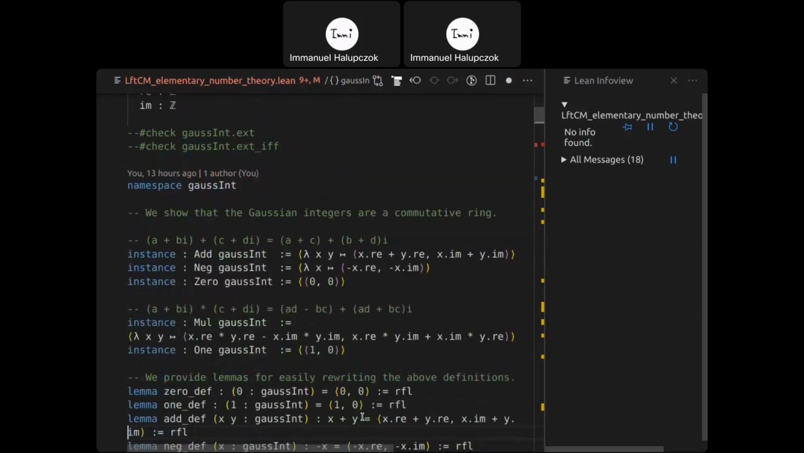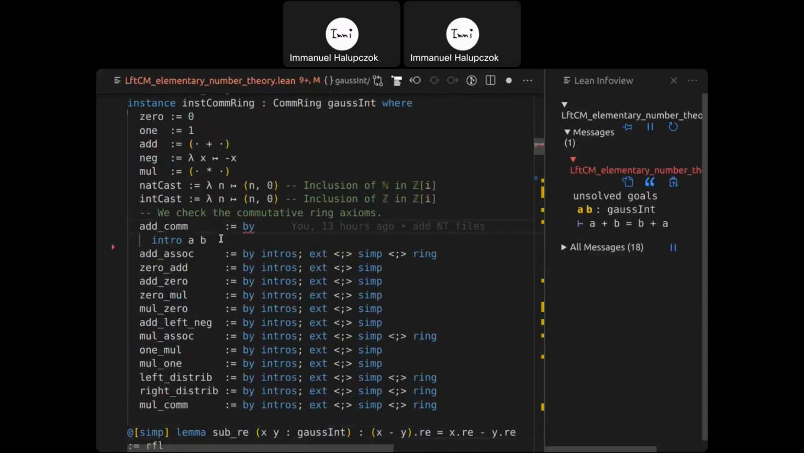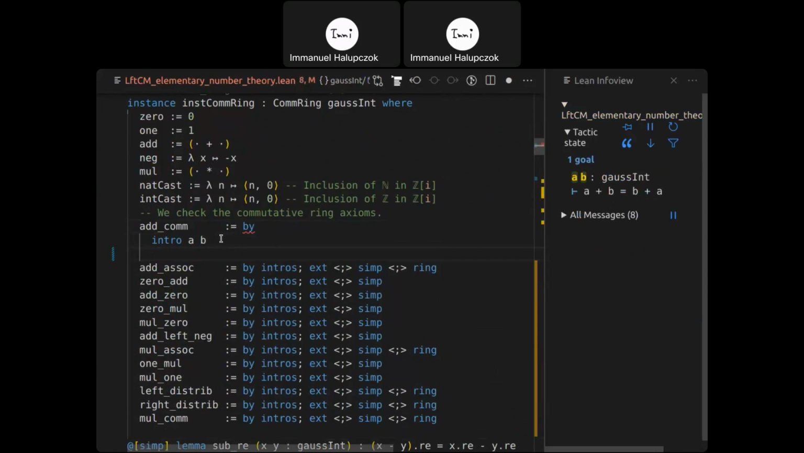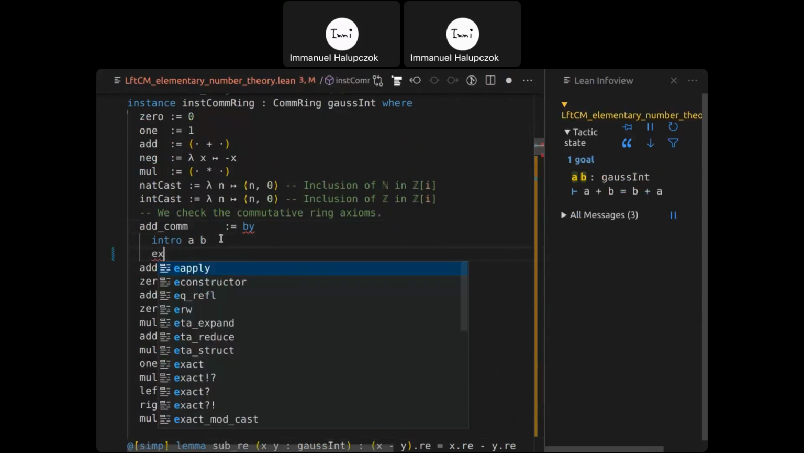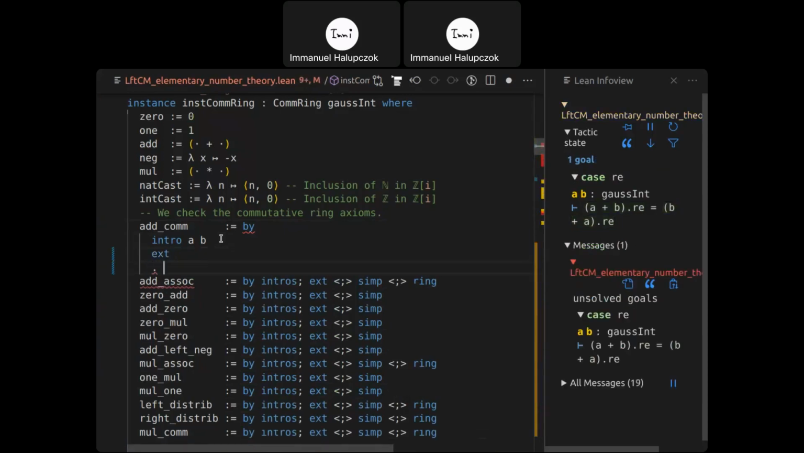Okay, so where were we? Yes, so we want to prove a plus b is equal to b plus a. Remember, if we want to prove that two Gaussian integers are equal, we have to check equality for real and imaginary parts, and we can separate into that using the ext tactic. And now we have two goals. We have the real goal and the imaginary goal, right? So focus on the first one. So here I just have to show the real part of a plus b is the real part of b plus a.